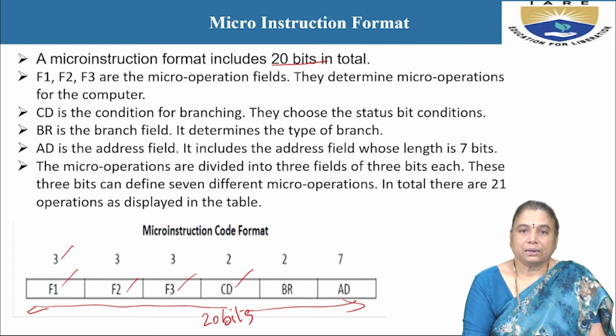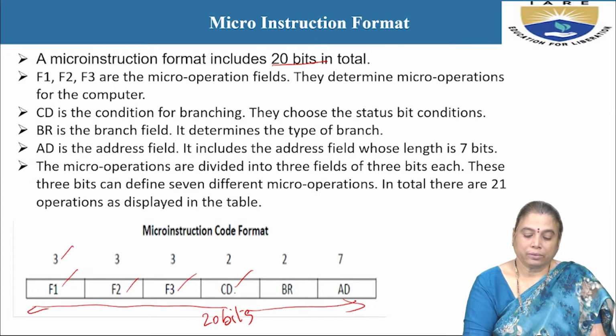CD is the condition for branching. The branching can be of two types, conditional branching or unconditional branching. Conditional branching means that before branching to the specific location, the condition is checked. If the condition is satisfied, only then does the branching take place. Unconditional means that without checking the condition, the branching takes place. In case of conditional branching, the CD field is considered. They choose the status bit conditions.